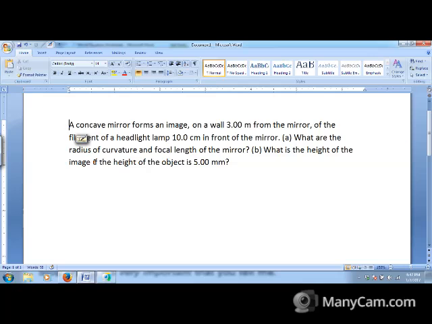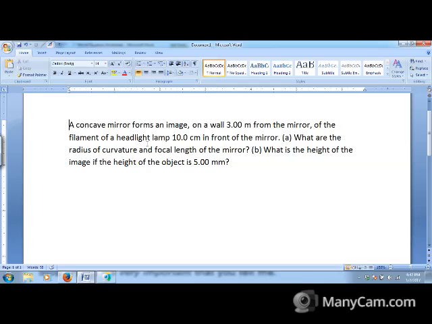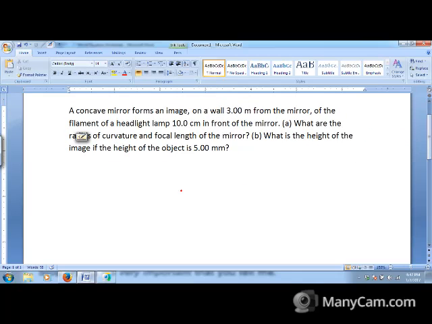All right, heading over to the other problem I want us to look at. A concave mirror forms an image on a wall 3 meters from the mirror. Let me denote that. Try to do this principal axis. It forms an image on a wall. This is the wall, 3 meters from the mirror.